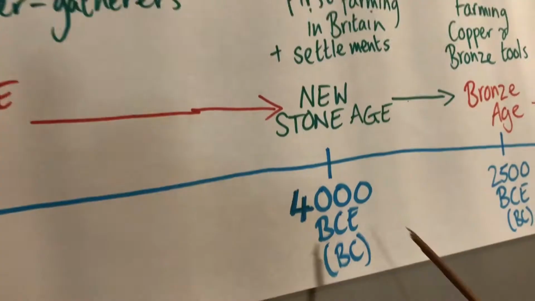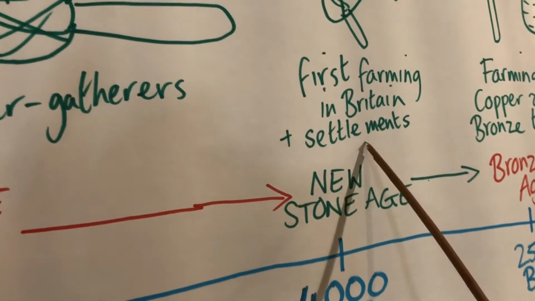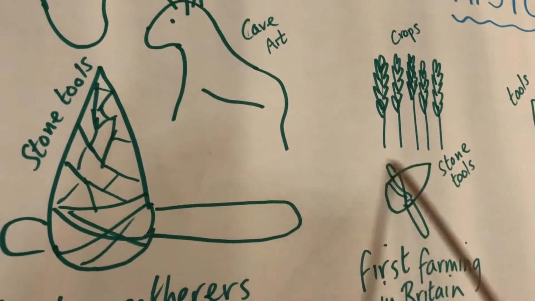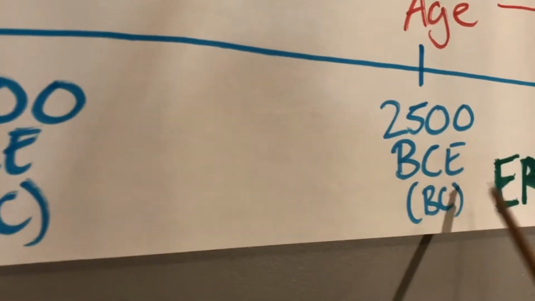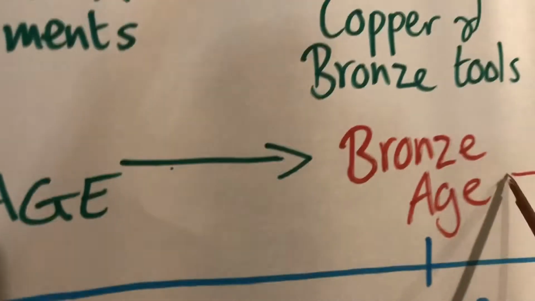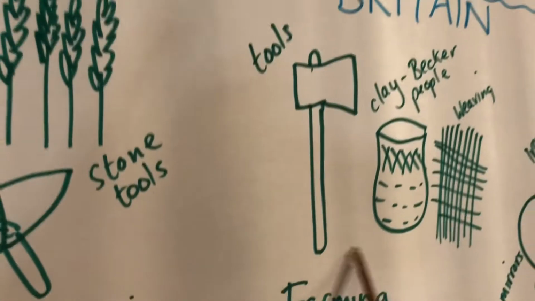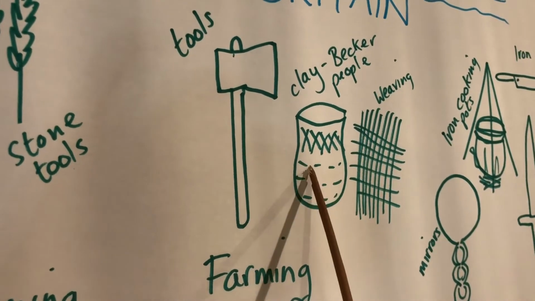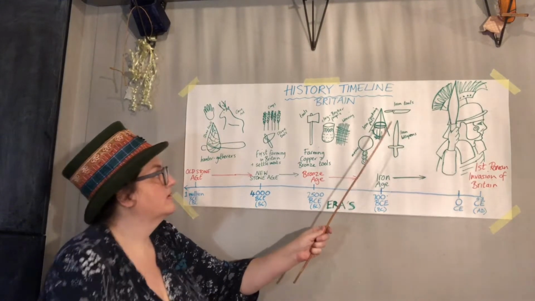And then we moved on to the New Stone Age, which was about 4000 BCE or BC, and we were still using stone axes and things, but we started planting things, we started having settlements. And then 2500 years BC, we had the change again when we went to the Bronze Age, where we had copper and bronze tools, we had clay pots, and we had weaving, so different technologies.